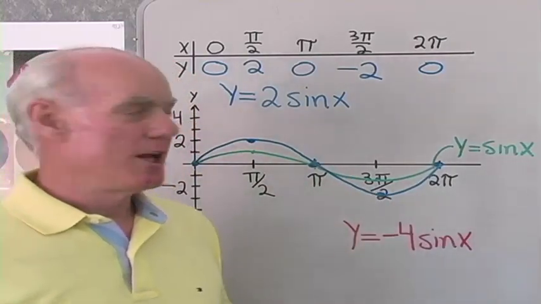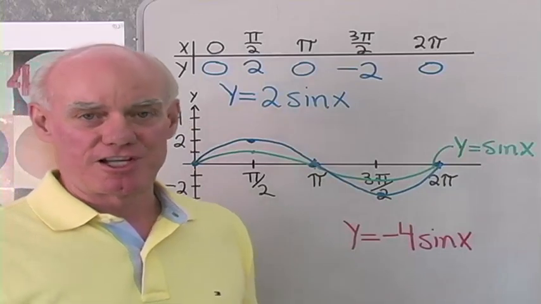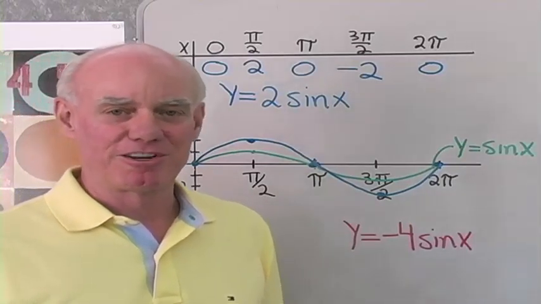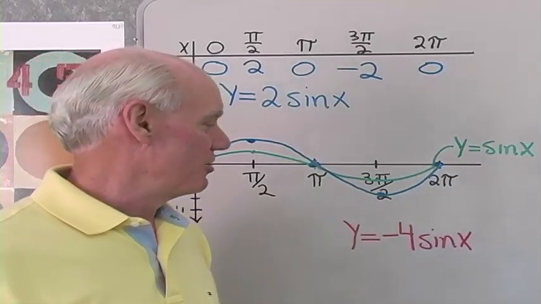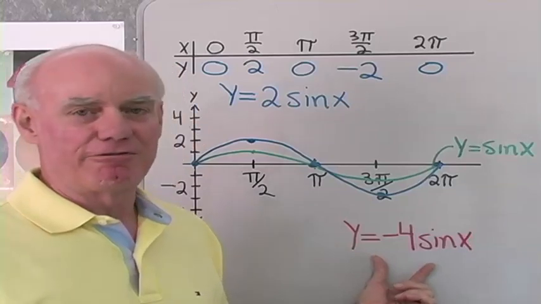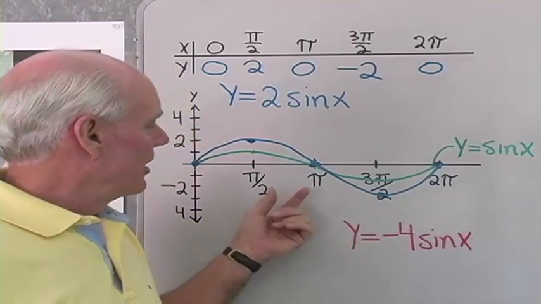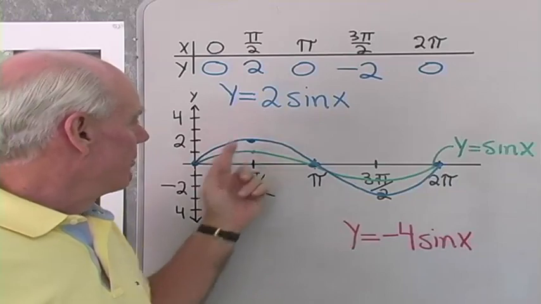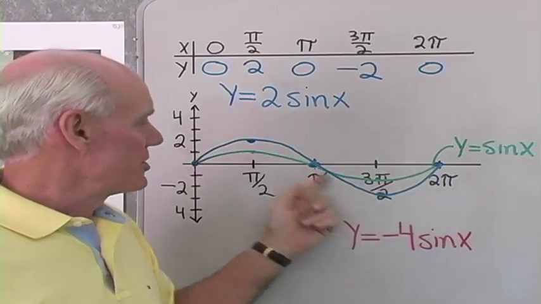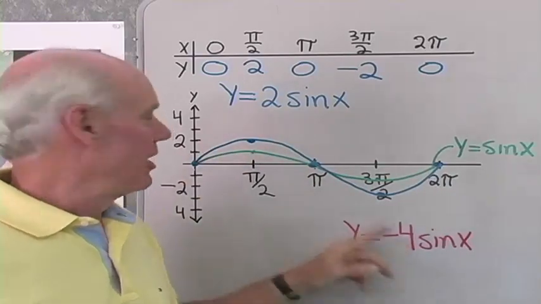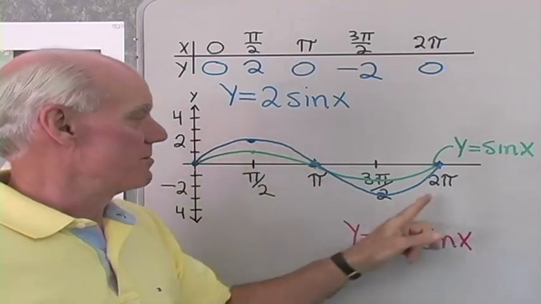Okay, so you can see what happens with this 2 right here. It changes the amplitude of the graph. It doesn't affect the period at all, but it changes the amplitude. How about y equals negative 4 sine x? Well, if putting a 2 in front changes the amplitude, doubles the amplitude, putting a 4 in front is going to make it 4 times as big.